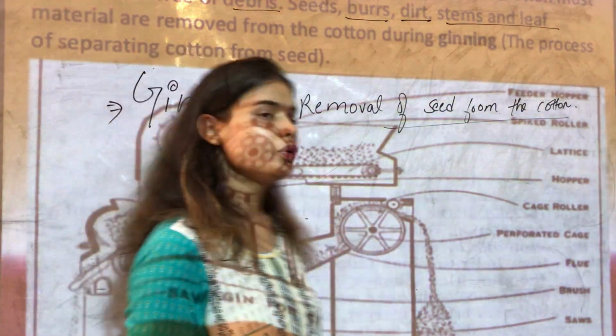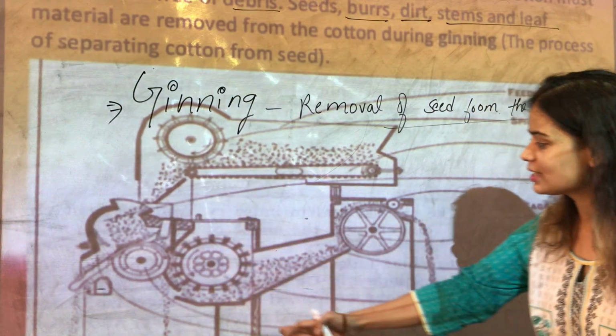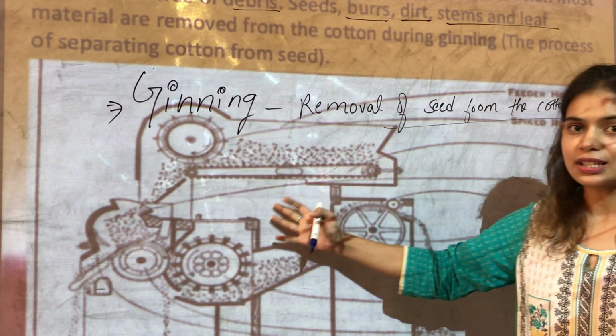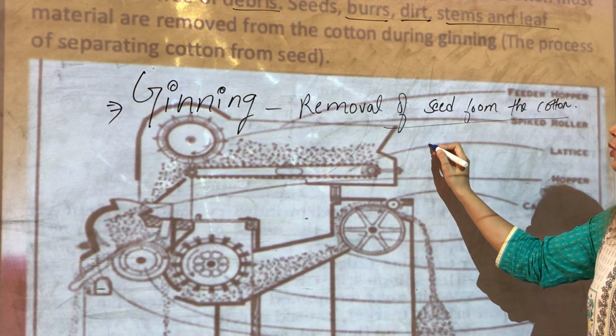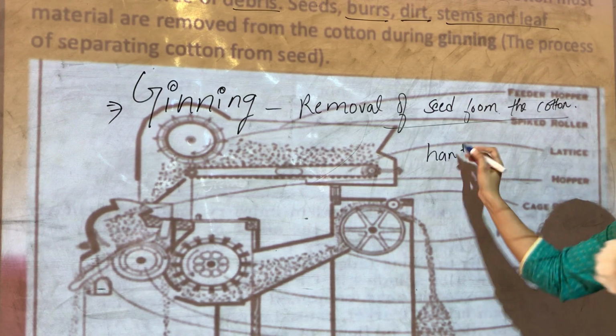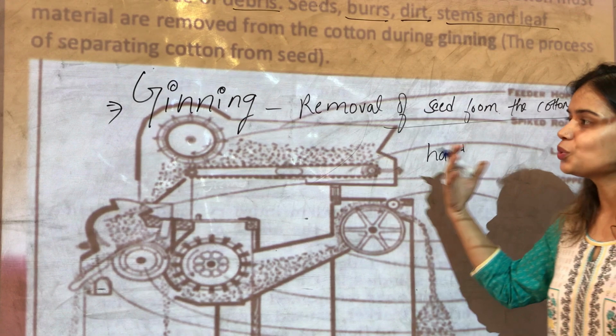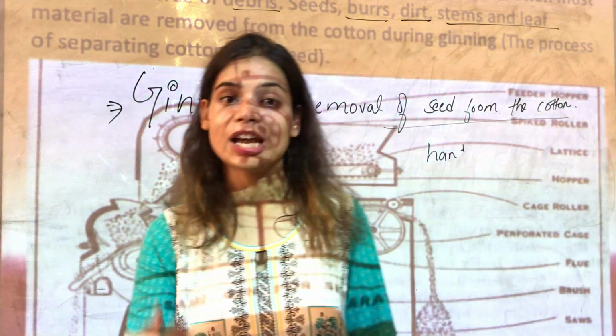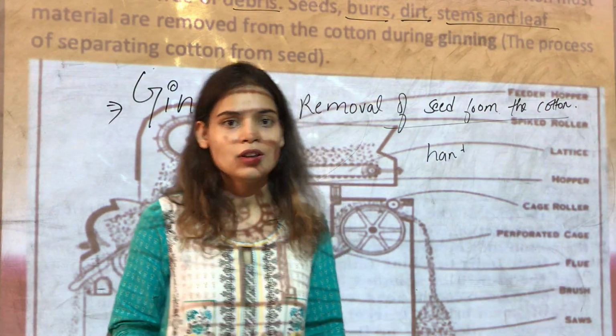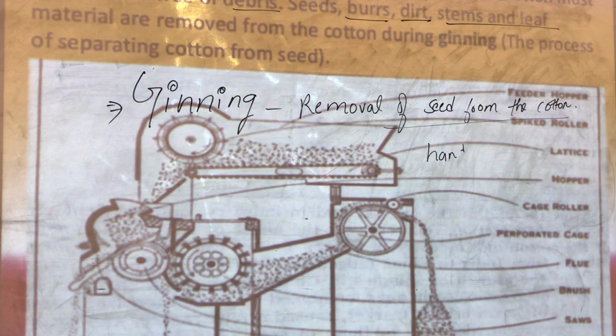And children, how do we do this? As you can see here, this is a machine which does this, and also in earlier times people used to do it by hand like I did. They used to remove it by hand, but nowadays we have machines, so we do it by machine. It saves a lot of time and a lot of labor, children. Okay, so that was the first process.